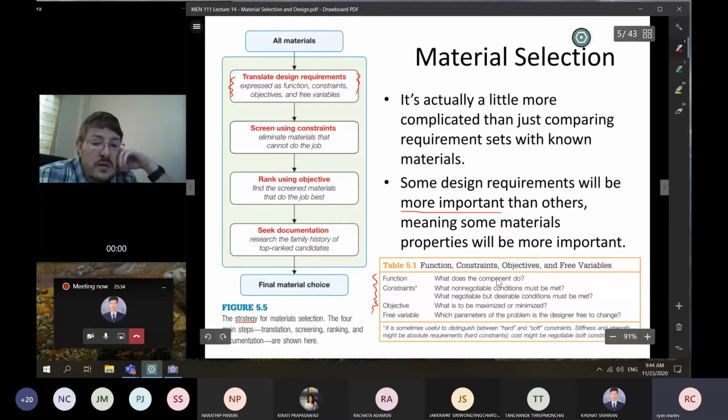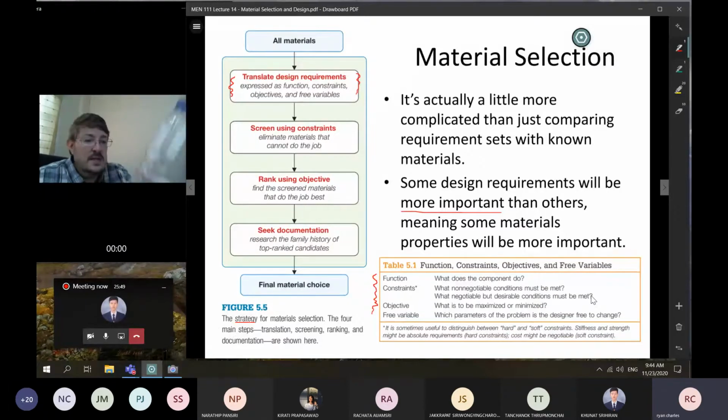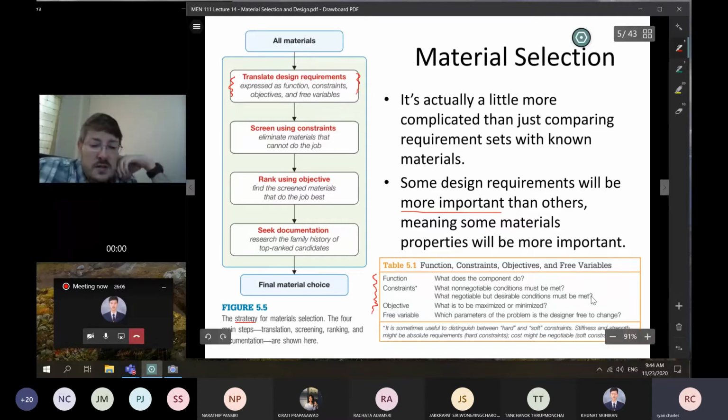Function, what is the component? What is it supposed to do? All right, it holds water. Constraints, what non-negotiable conditions must be met? What negotiable but desirable conditions must be met, right? This has to hold liquid, and it has to cost 1 baht per bottle, right, to manufacture. It'd be nice if it was transparent, but that's not a requirement, right? So things like that, and come up with constraints or boundaries, right?